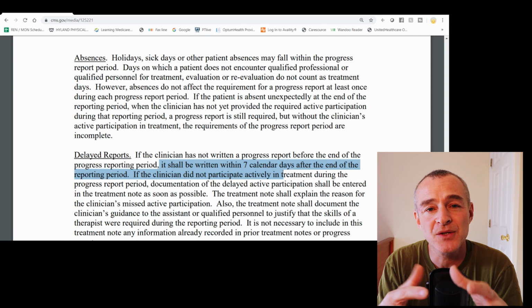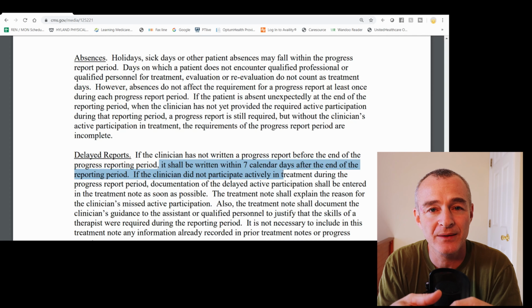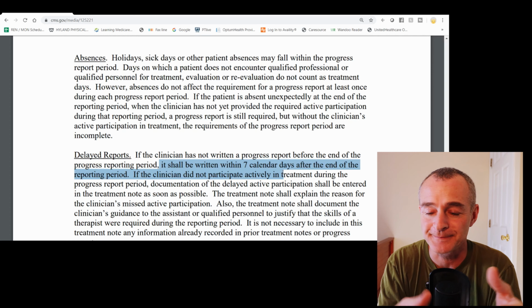But this is your time to connect with your Medicare beneficiary patient. So protect it. Don't just let it go by. Don't just spend it as billable treatment time. You need to get this stuff done.